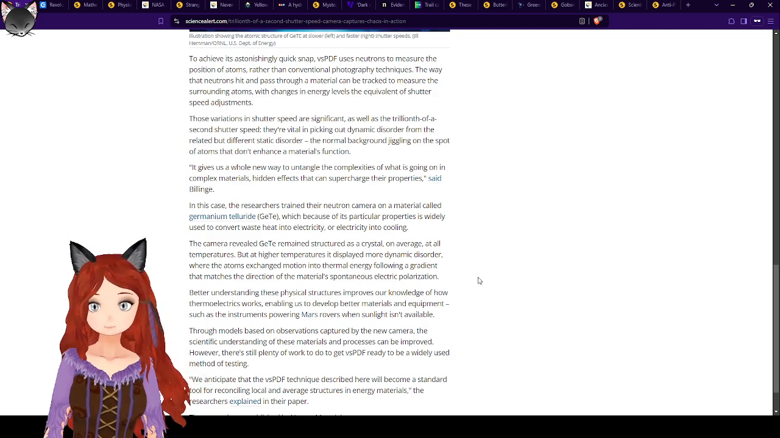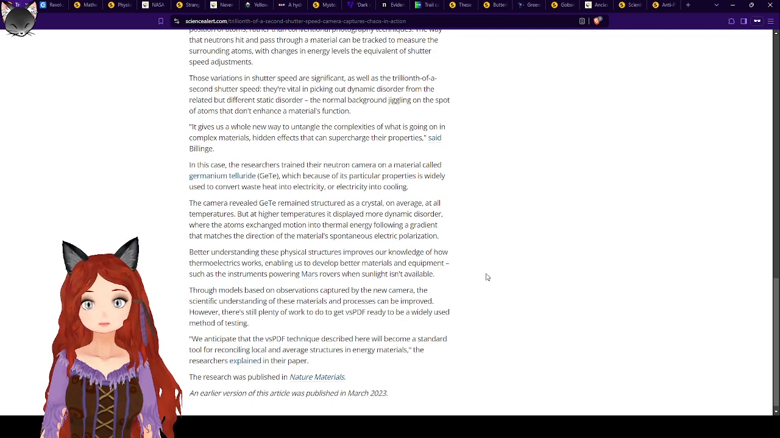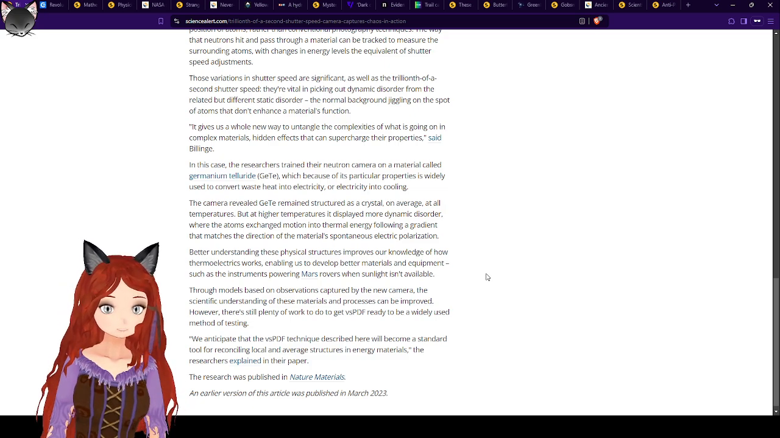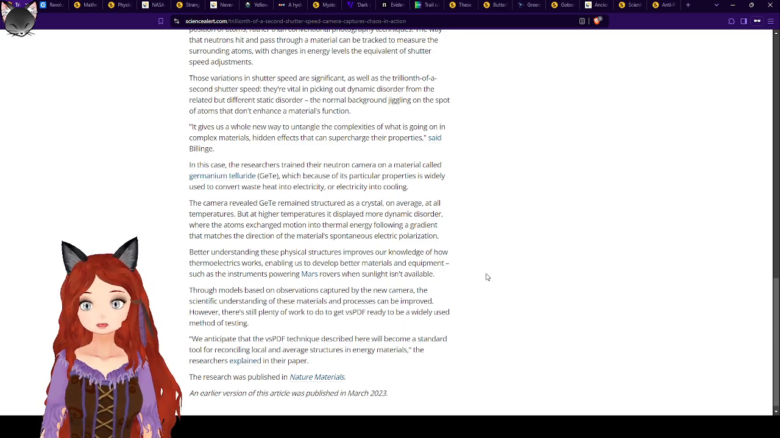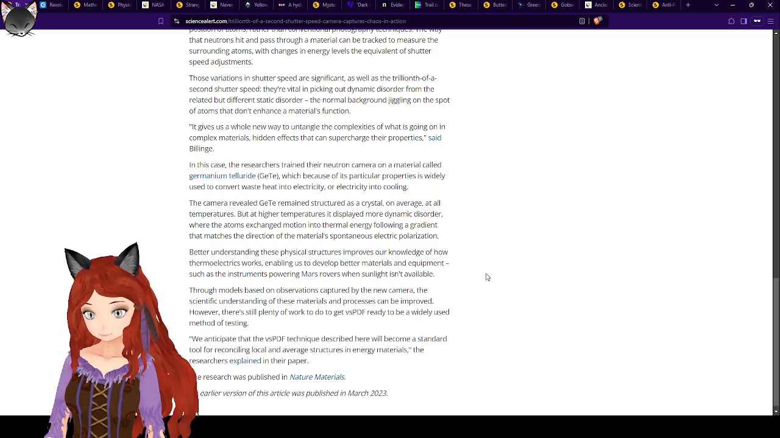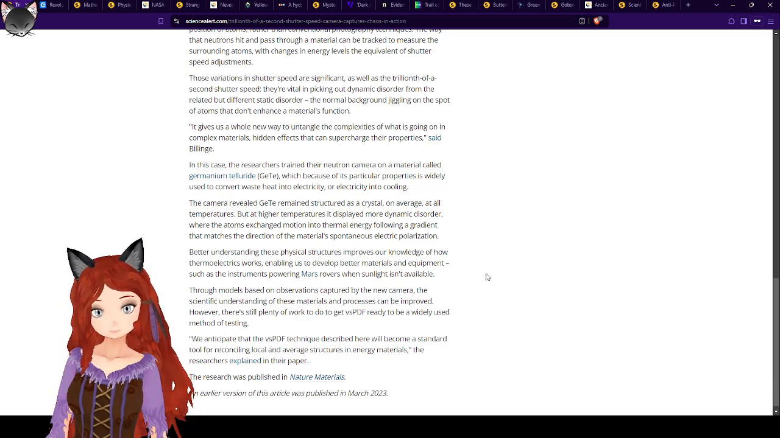Better understanding these physical structures improves our knowledge of how thermoelectrics work, enabling us to develop better materials and equipment, such as the instruments powering the Mars rovers when the sunlight isn't available. Through models based on observations, I mean, we could also use that on Earth when sunlight isn't available, you know, because, let's say, the solar panels only work when the sun's out.